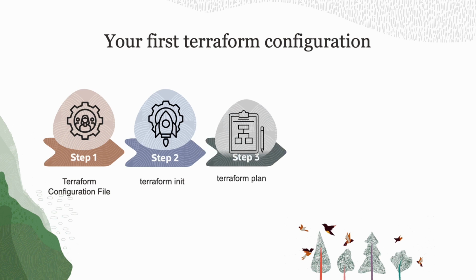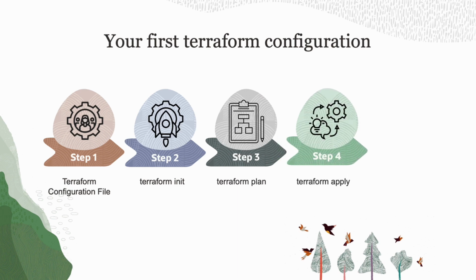Step 3, terraform plan. With your environment initialized, you can use the terraform plan command to create an execution plan. This command compares your configuration with the current state of your infrastructure and shows you what changes will be made without actually applying them. Step 4, terraform apply. After reviewing the execution plan, you can apply the changes using the terraform apply command. This command will create, update, or delete resources as specified in your configuration, bringing your infrastructure to the desired state.